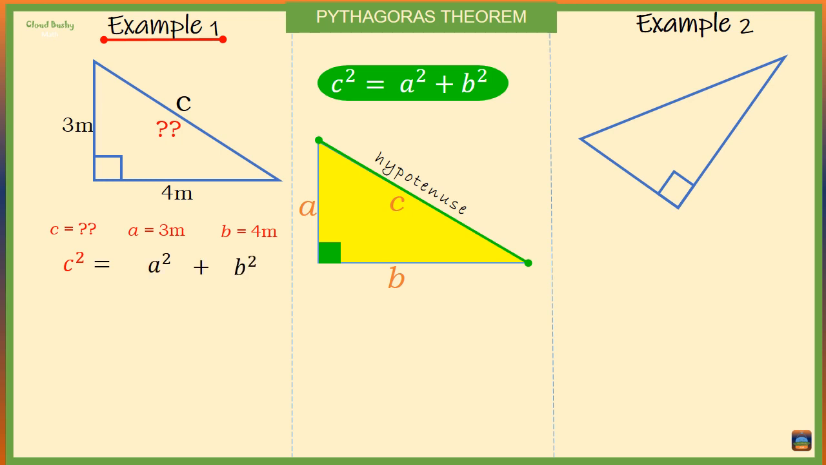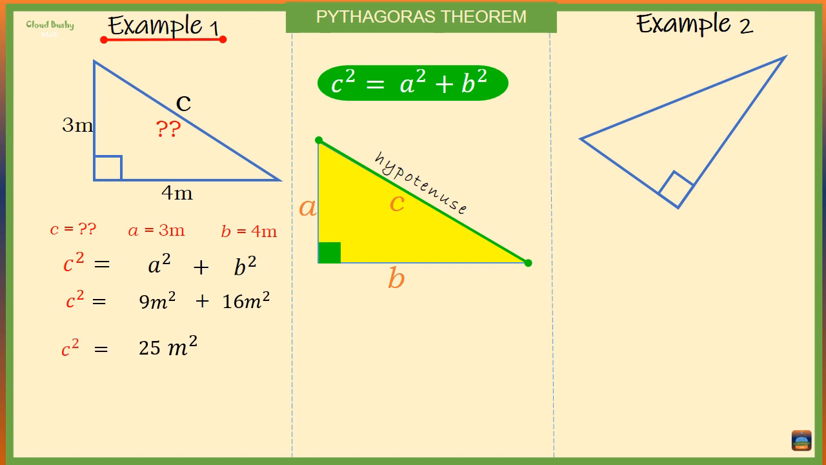Now, substituting into the formula, we have C squared should be equal to A, which is 3 meters squared, plus B, which is 4 meters squared. 3 meters squared is 9 square meters. 4 meters times 4 meters is 16 square meters. 9 plus 16 is 25 square meters.